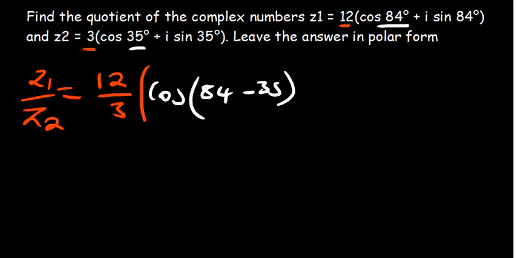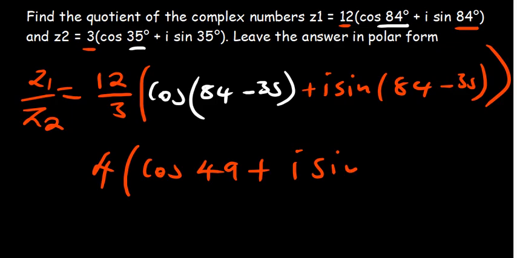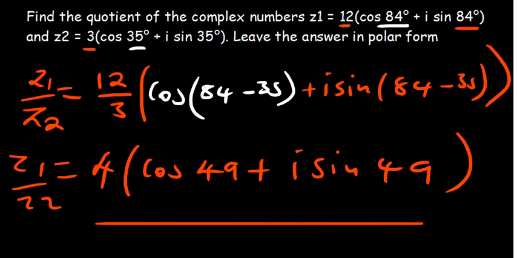So this is going to be plus i sine. On the other side we do the same. We have an angle of 84 minus 35. Okay, so 12 divided by 3 is basically 4. Then 84 subtract 35 is basically 49. So we have cos 49 plus i sine 49. So this is basically our quotient of z1 to z2 in polar form.